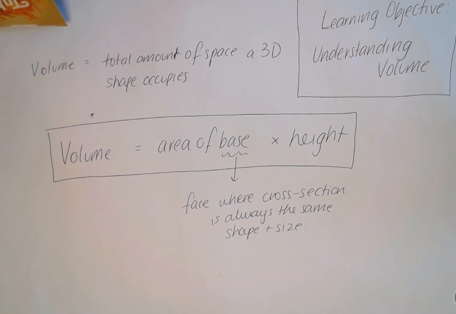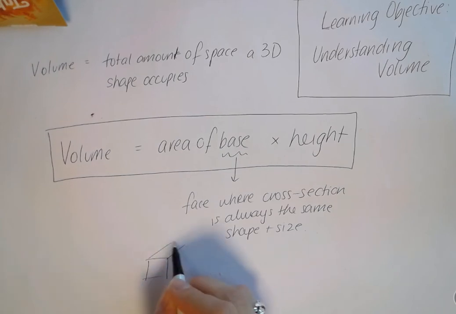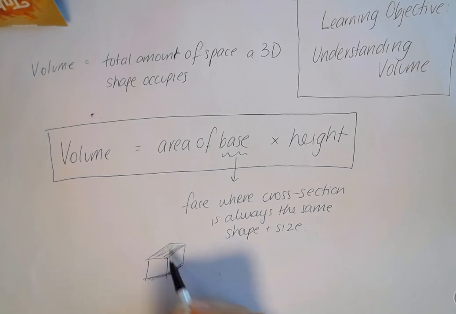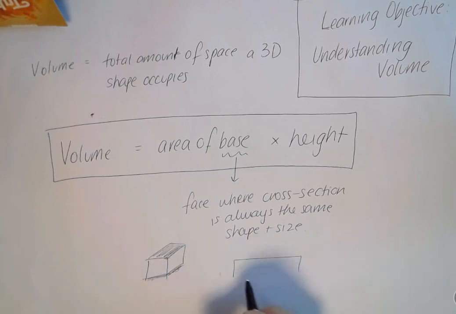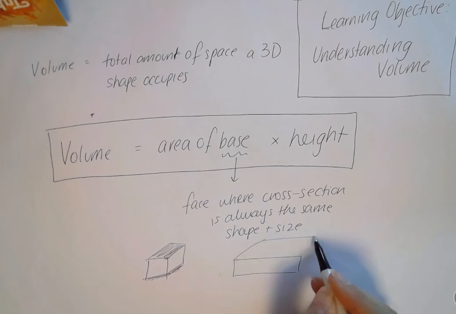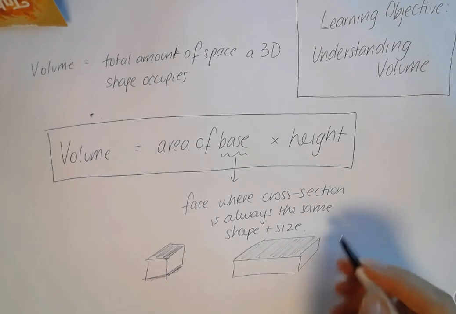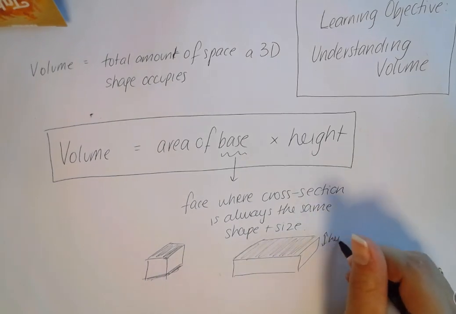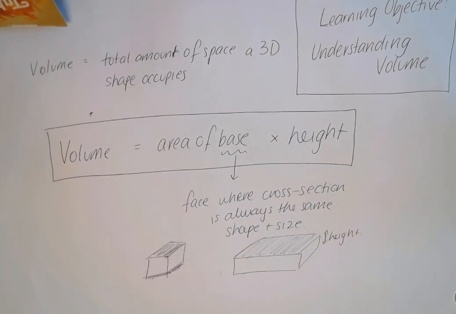So if I had a really dodgy drawing of a cube, it's a terrible cube, then it would be the square on the bottom. Okay, so it would be the same shape as this one here. If I had a long rectangular prism, then it would be the opposite side to this top face here. Okay, and the height would be this one. So it really does depend on what kind of shape you have.